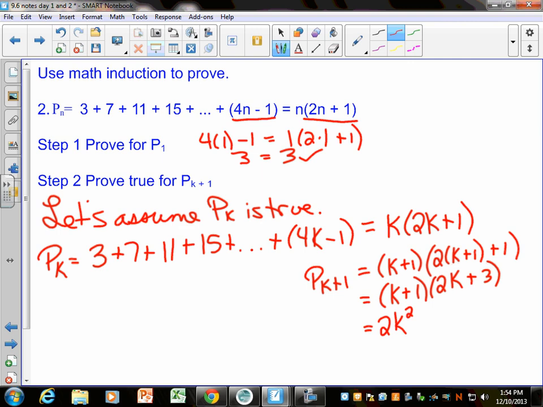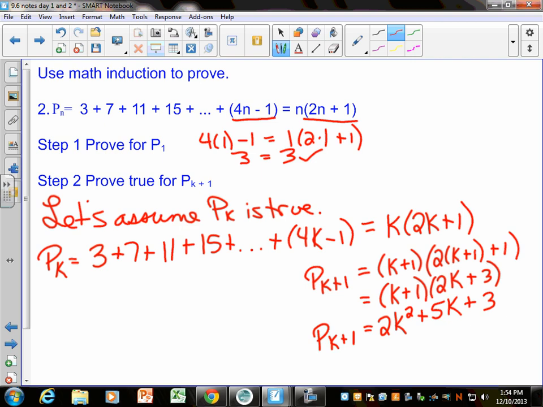And I hope that at this point in your life of precalculus that you can kind of do that in your head a little bit. This is 2k squared. This is 3k plus 2k. So that's going to be 5k. And then 1 times 3 is 3. This is the sum of the k plus 1 term.